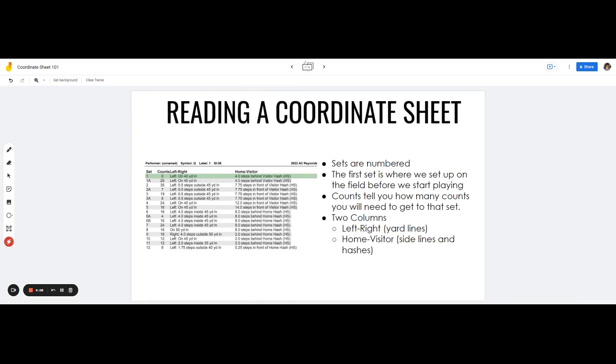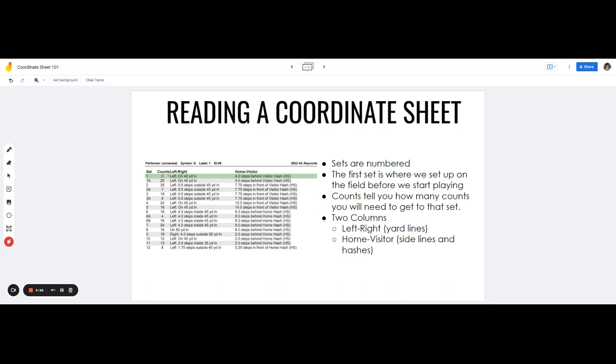Reading the coordinate sheet, your sets are all numbered over here on the left-hand side. The first set is where we line up on the field before we start playing. This is how we'll march onto the field and where we will stop before the show starts. Then we start getting into our counts. Those tell us how many counts we have to get to a set.